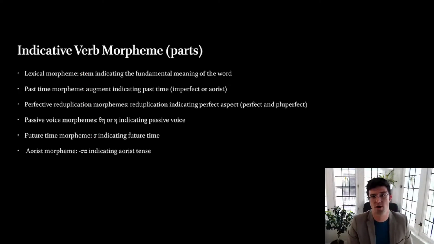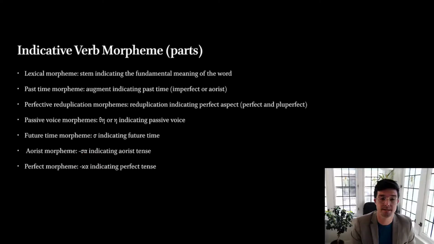And the same is true of the aorist morpheme, that the sigma of the sigma alpha for the first aorist tense morpheme is sort of hiding within the lexical morpheme itself. If the lexical morpheme ends with certain letters, that sigma is going to combine with those letters to form a different letter by means of amalgamation. A perfect morpheme is the kappa alpha that is characteristic of the first perfect tense, so indicating the perfect tense.